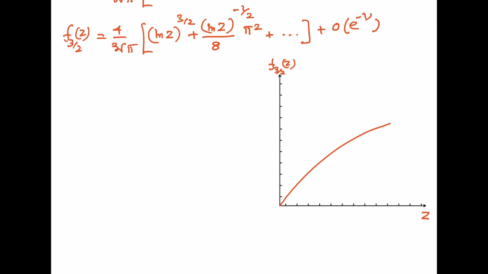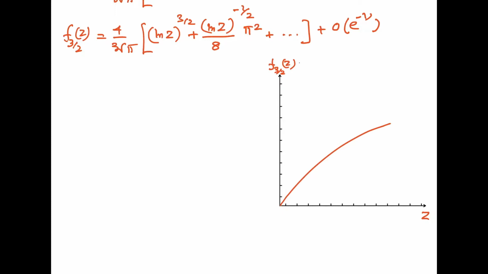A graph of f3/2(z) against z is shown in the figure. Now it is seen from this figure that z increases monotonically as n lambda cube increases. Also, for fixed n, that is particle density, z increases monotonically. For any given positive value of n lambda cube, the value of z can be found from this graph.